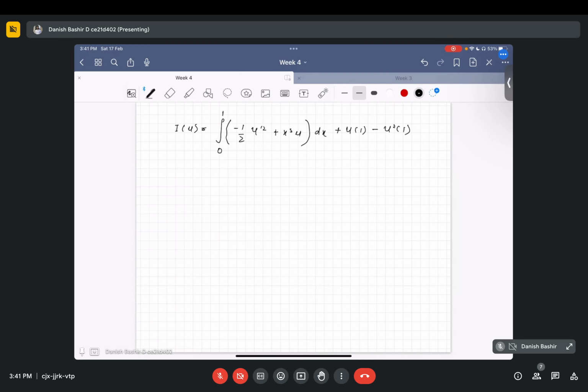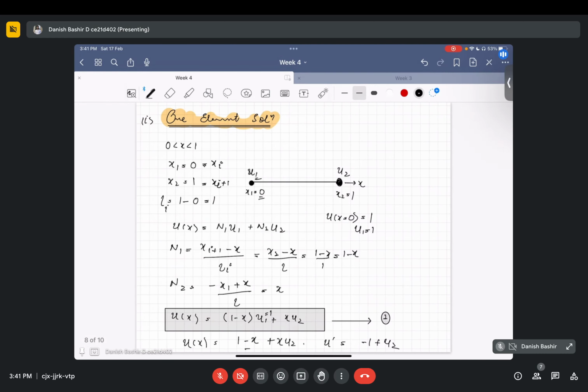Continuing, and if you remember u of 1, what is the value of u of 1? U of 1 is actually u2, isn't it? Since x2 equals 1, u of x at x equals 1 is equal to the nodal parameter u2.